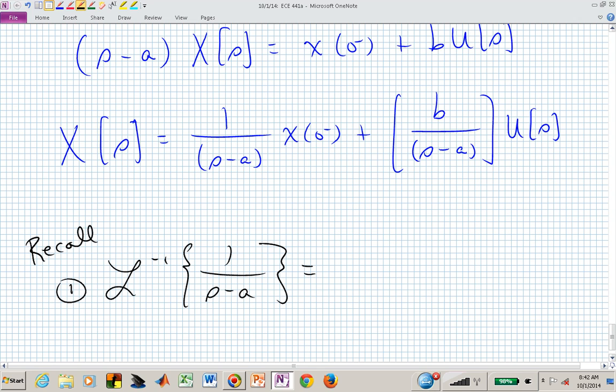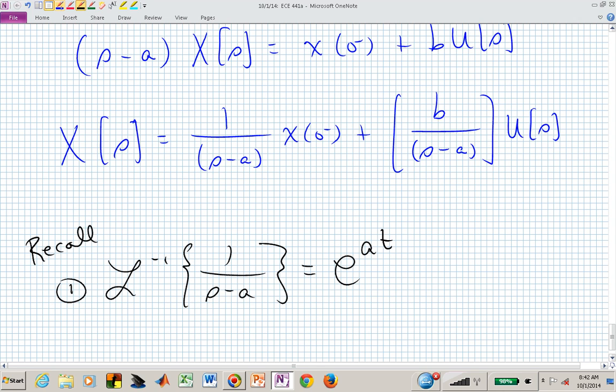Are you playing with me? What's the inverse Laplace transform of 1 over s minus a? e to the at, isn't it? And if a happened to be negative, then you have this decaying exponential, and you have 1 over s plus a on the left-hand side.